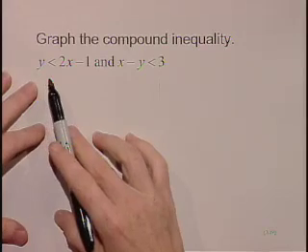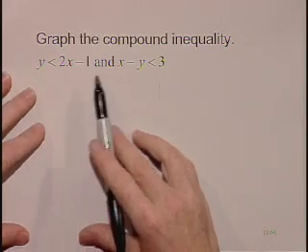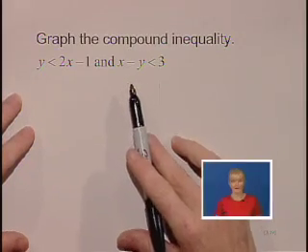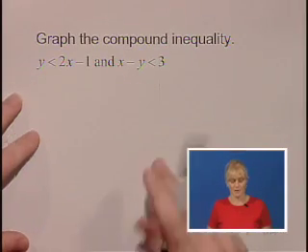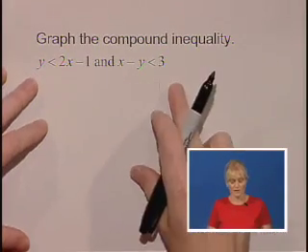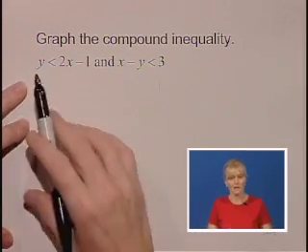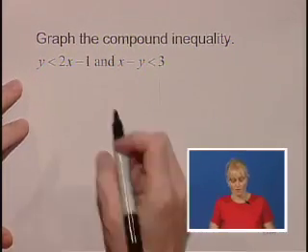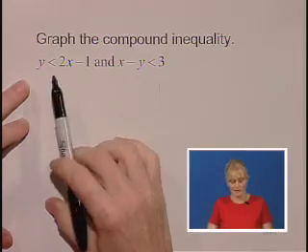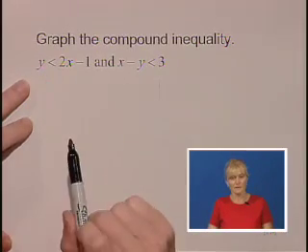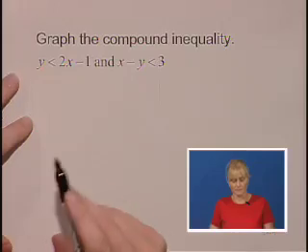Let's graph the compound inequality. y is less than 2x minus 1 and x minus y is less than 3. We have two inequalities that we're working with. We're going to start with the left-hand side, and we're going to generate a boundary line for our inequality. It's going to be a dashed boundary line because the inequality symbol does not contain the equal symbol.